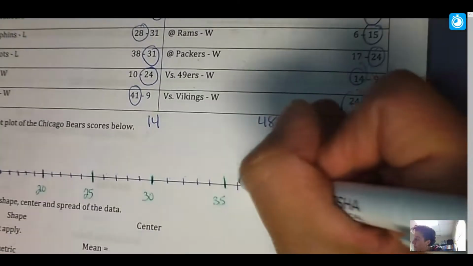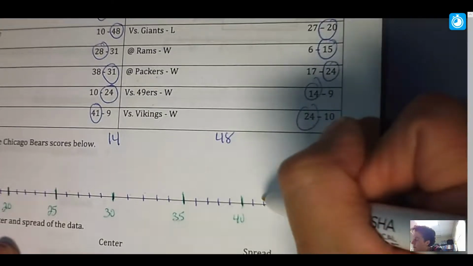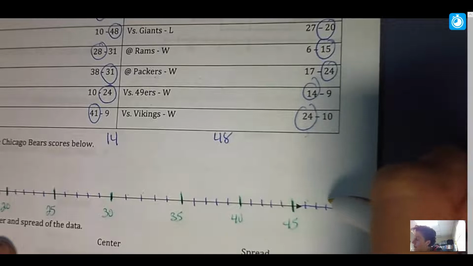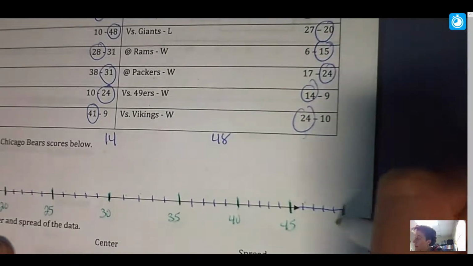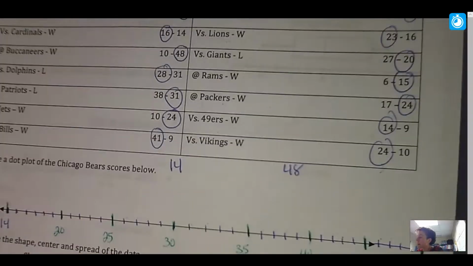35, 40, 45, 46, 47, 48, 49, and actually, wow, look how well that worked out, 50. I'm still going up by ones, but I'm not going to choose to label every number. So we're going to make our dot and whisker plot.